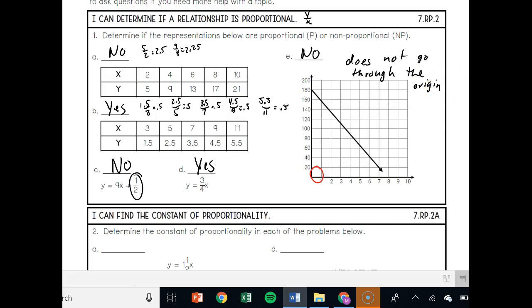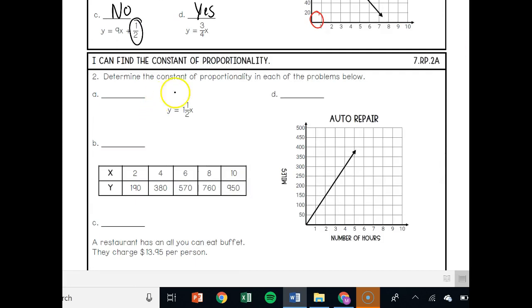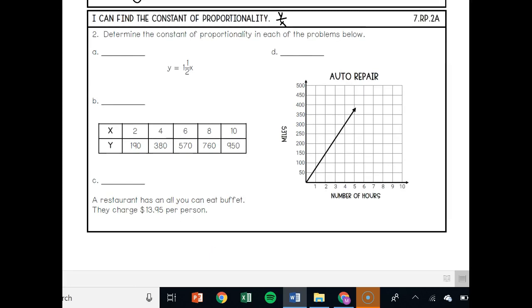Okay, I'm going to go ahead and allow you to try and find the constant of proportionality in these problems. Remember, it's just y over x, and I'll allow you to go ahead and do that. Call me if you have questions.